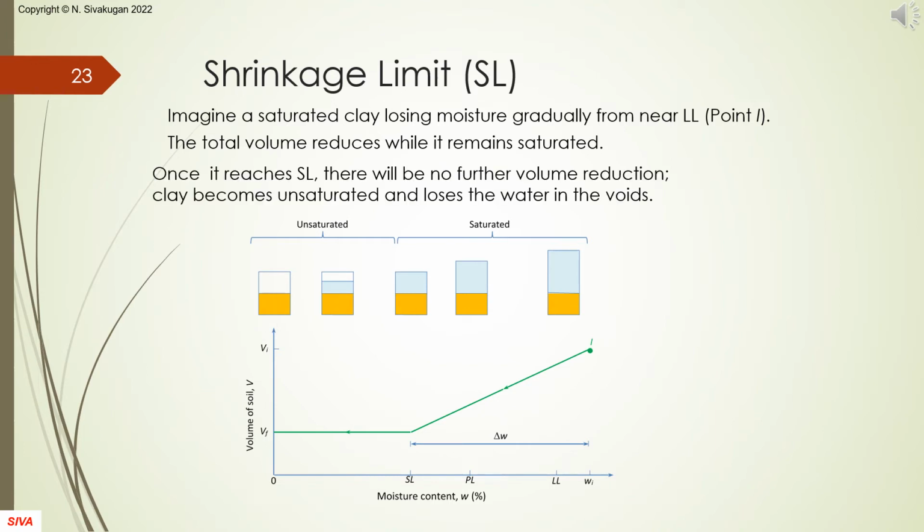Think of a clay gradually losing moisture from its initial value w sub i, close to the liquid limit, until it reaches the shrinkage limit, SL. It remains saturated and the void volume reduces. Further removal of moisture below the shrinkage limit makes the clay unsaturated, with no further reduction in the void volume.